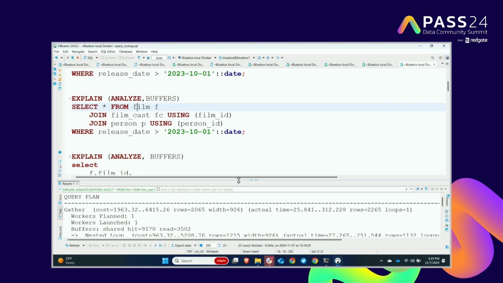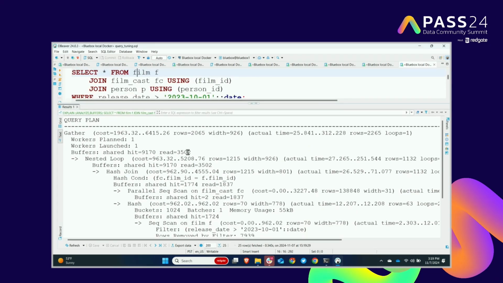Here's my good old explain plan. The biggest thing here, and this is really why I'm showing it, is it's all cumulative, right? So here's hit in red, and then you see 1837 is on the next node up here, but hit is 174 because down here is 1724, right? So you can see that they're added as they go up. So at the very top, across all of these operations, there were 9,170 pages in cache that it could read, but it had to pull 3,500 pages from disk to read. It was not in cache, right?